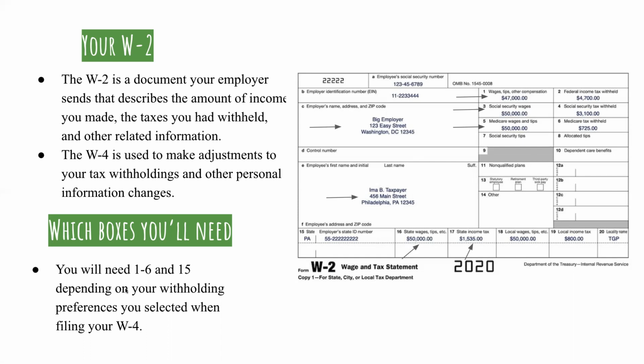So you'll need boxes 1 through 6 and 15, which talks about which state it is in, and then some of the state wages as well as the income tax that you might have already paid. And this is all determined based on how you've chosen to have your taxes withheld.